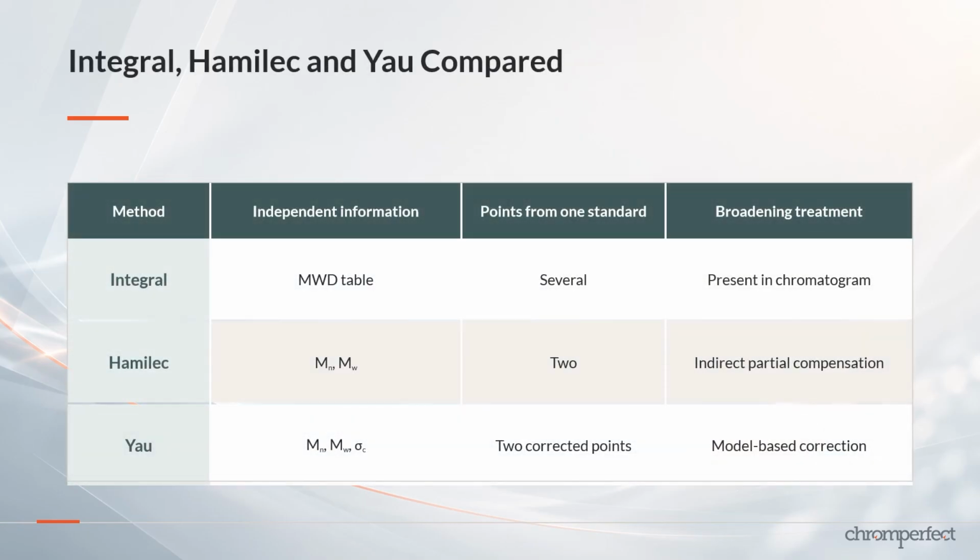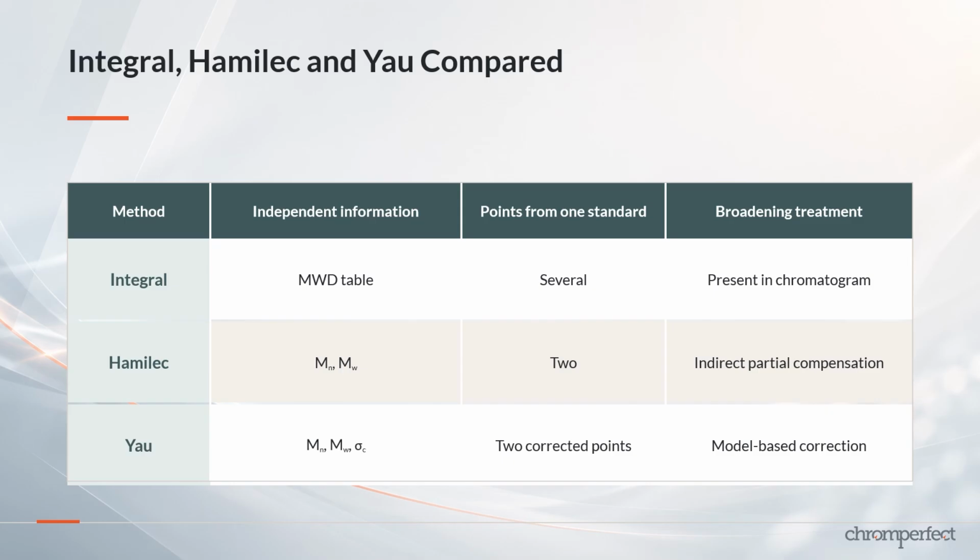Relationship between the three broad standard methods. The integral, Hamilec, and Yau methods use different information about the broad standard. The integral method uses a molecular weight distribution table containing several cumulative percentages and corresponding molecular weights. It can produce several calibration points from one standard. The Hamilec method uses only Mn and Mw. It iteratively adjusts a calibration until the calculated averages match those assigned to the standard. A single standard produces 2 points, and therefore a linear curve.